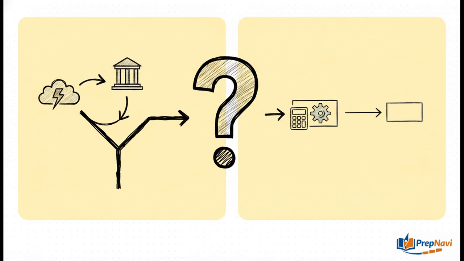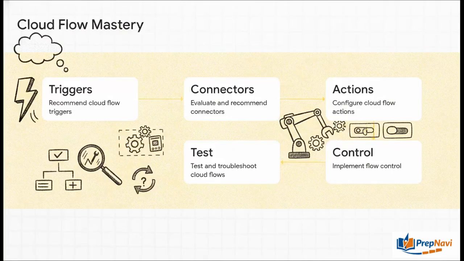Why does this matter so much? Because over-engineering a solution with a massive cloud flow when a simple calculated column would work is exactly how you lose points. Let's say a cloud flow actually is the right answer.